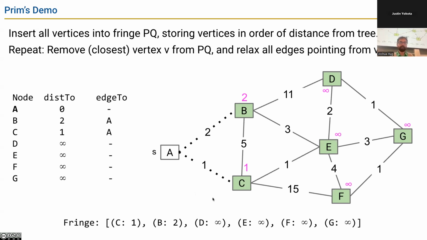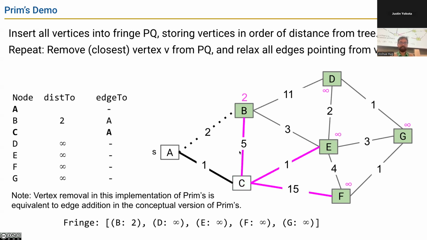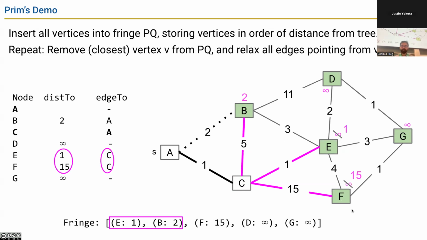So who do we pop off of the fringe next? C. And then we consider its 3 edges. So when we relax this edge, does anything happen? No. This one? Yeah, that one becomes 1, and this one becomes 15, right? Notice that's a little different than before. With Dijkstra's, what number would this have been? 2, and this one would have been 16, because those distances, the fringe values represented the distance from the source. Now they're the distance from the tree. Okay. Notice that the edge 2 for F is C.